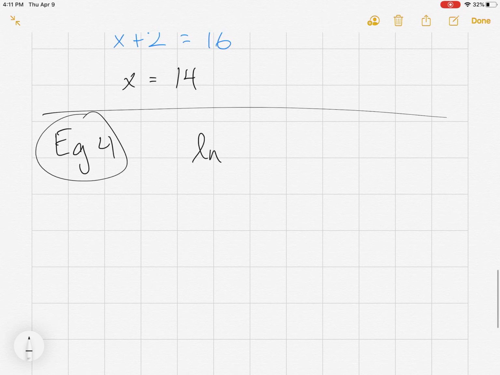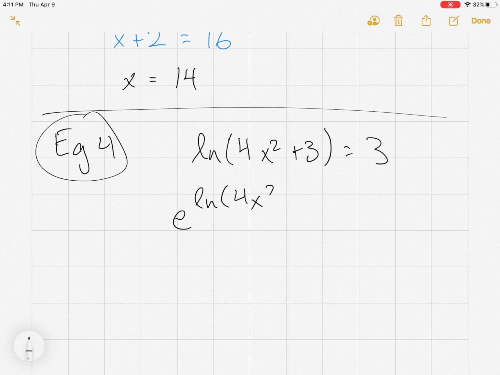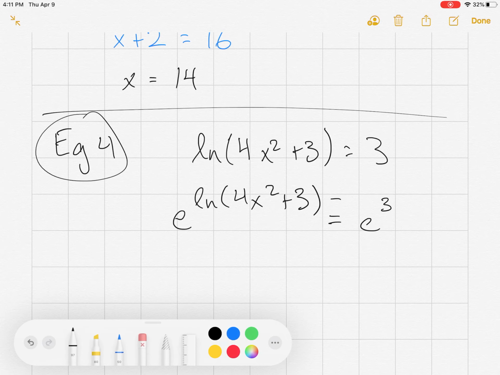We're going to take the natural log of 4x squared plus 3, and we're going to set that equal to 3, right? So we've already got our natural log isolated here. So we just need to take each side of this equation and take e to that power. So we're going to take e to the natural log of 4x squared plus 3, and that whole thing is going to be equal to e to the power of 3, right?